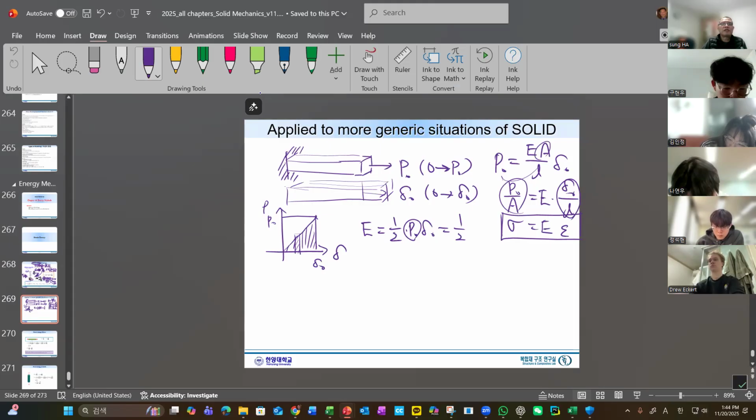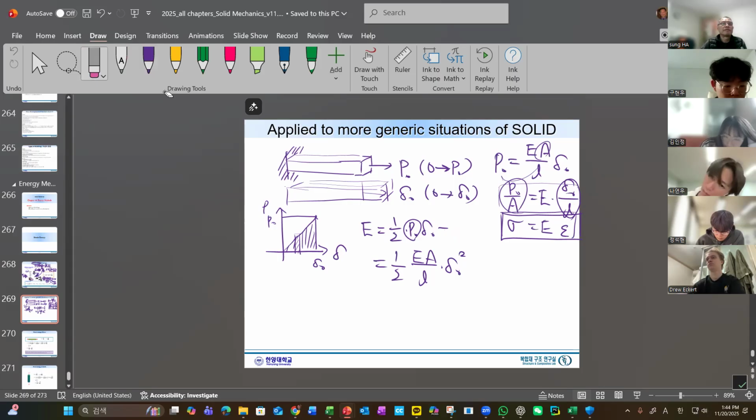So all you need to do is start from here and this and that. Anyhow, the P0, we put it here, then this will be half EA over L delta zero squared. We know this one. Okay, so the strain energy stored in this bar will be this much.